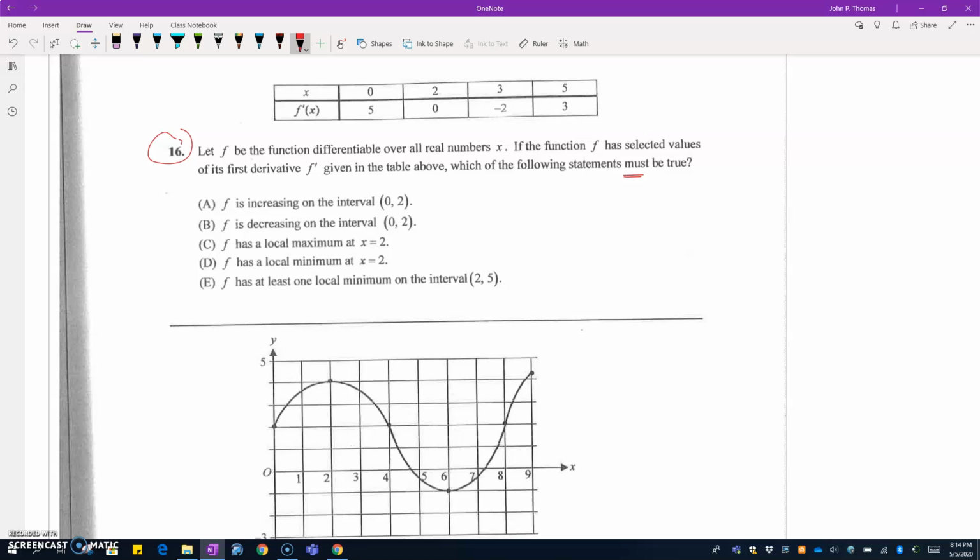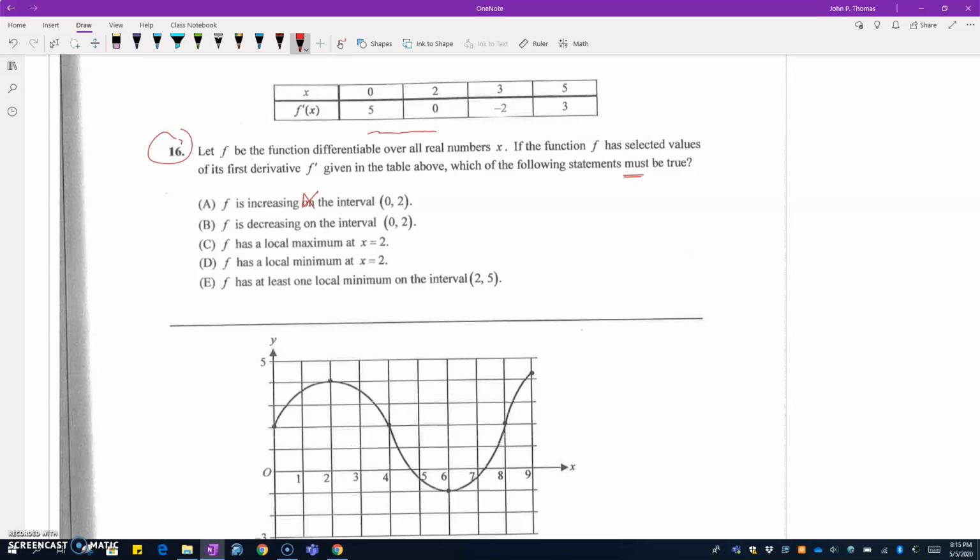and 3, between 3 and 5, where the reality is the graph could oscillate like crazy between those values and bounce up and down and have all kinds of mins and maxes between. All right, so we got to be really careful about what we're assuming at each of these values. So A says f is increasing on the interval 0 to 2. All right, now the initial velocity is positive, the ending velocity is 0, but nothing stops it from being negative at some point in the middle, so this one's out.